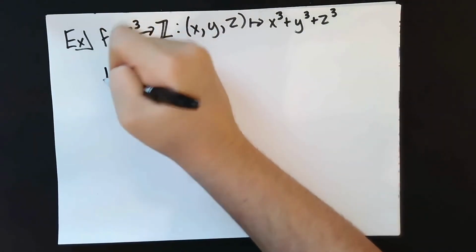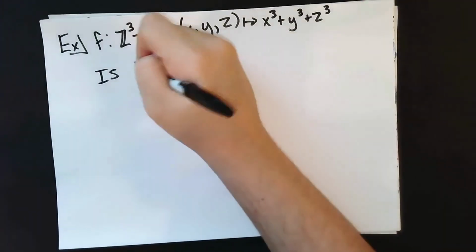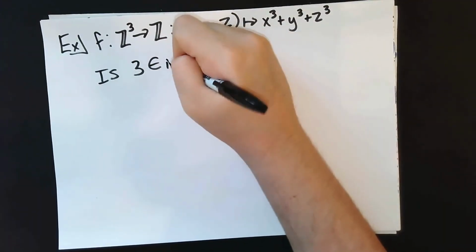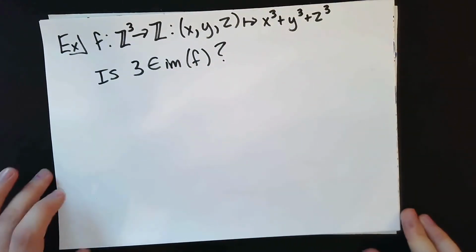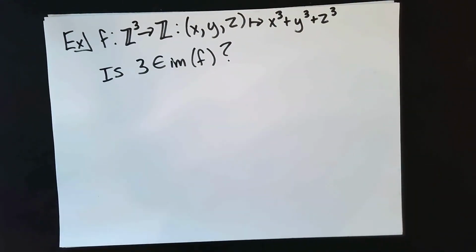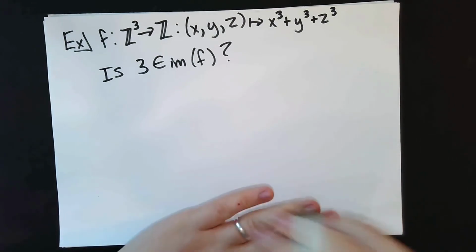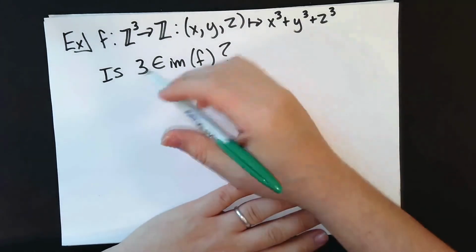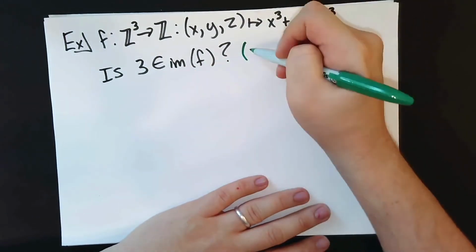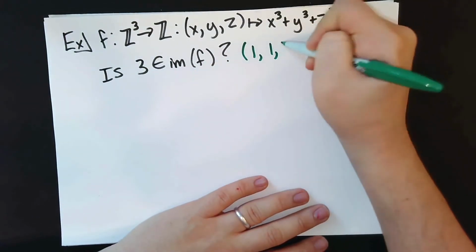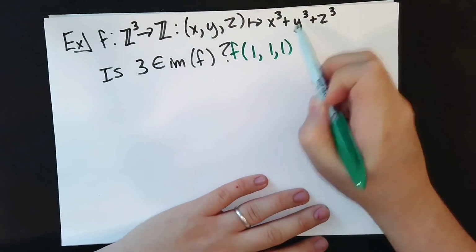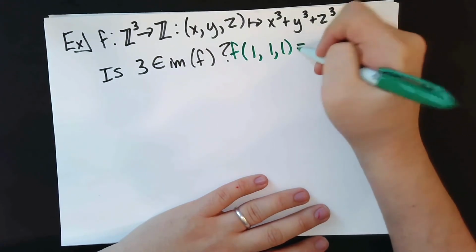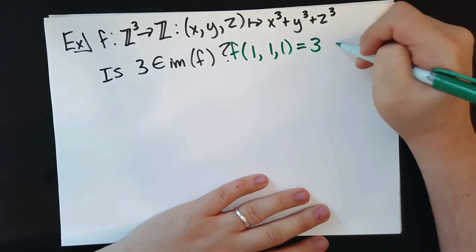Now, when I ask about the image of this, I'm asking what are the outputs that I could get. So I could ask, for example, is 3 in the image of f? That is, is there an input to this function that would give me out 3? And I think if you think about it for not too long, you'll come to realize, yes, 3 is definitely in the image. 1, 1, 1. If I take f of that, I'll get 1 cubed plus 1 cubed plus 1 cubed. It'll be 3. So yes.